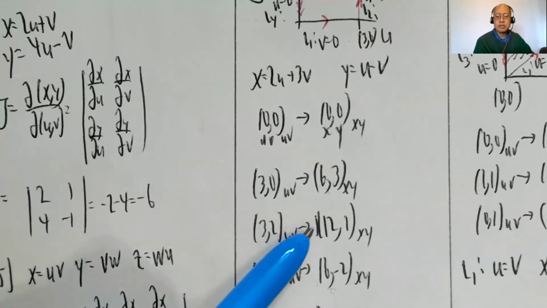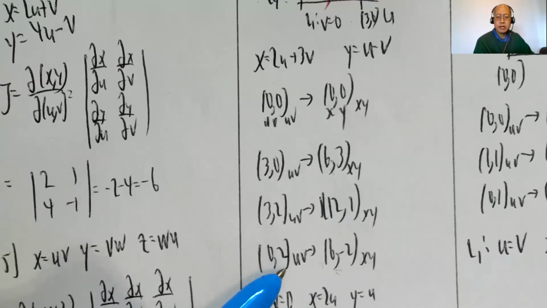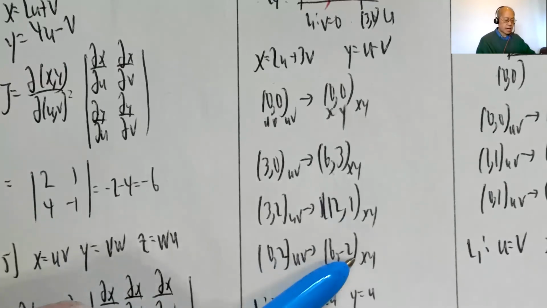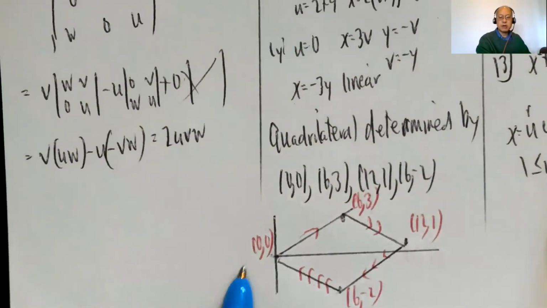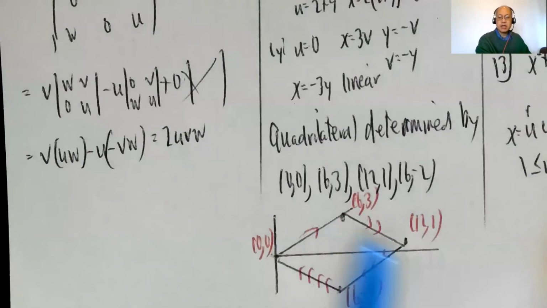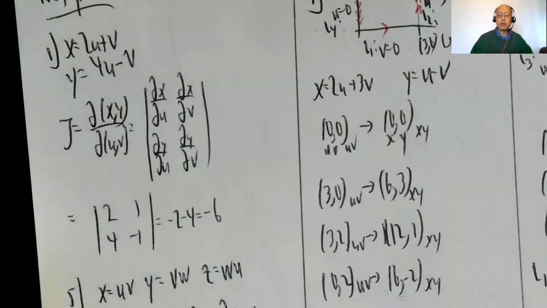So 0, 0 stays at 0, 0, but 3, 0 in u and v becomes 6, 3 in x and y. 3, 2 in u and v becomes 12, 1 in x and y. And 0, 2 in u and v becomes 6, -2 in x and y. So here are the points in x and y: 0, 0, 6, 3, 12, 1, 6, -2. Now I drew it linear. We haven't proved that it's linear. This does turn out to be, what's nice, a linear transformation. Everything here is linear, but we haven't proved it.